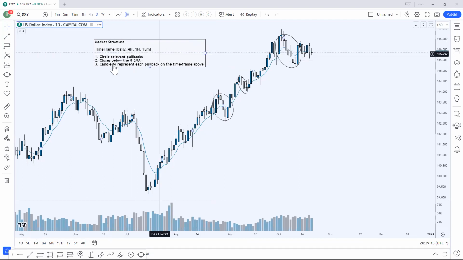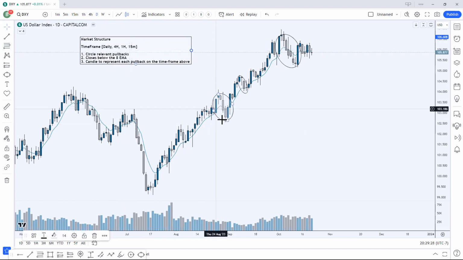So I did want to mention that because when I say we need a candle to represent each pullback on the time frame above, right? And you are actually going to use the weekly to validate the daily, right? So this is what I mean.